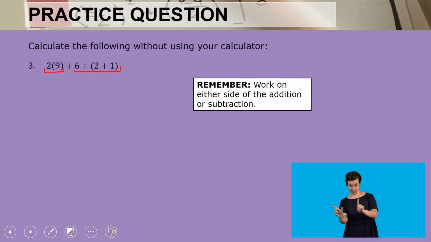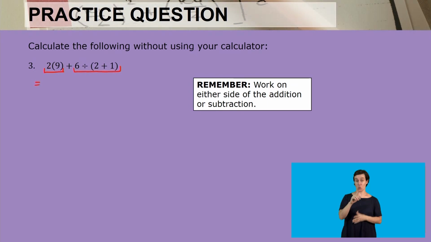This is going to give us, what is 2 multiplied by 9? That is an 18. And then we are going to say 6 divided by, and we are going to start with that bracket, 2 plus 1 is 3. So that gives us 18 plus, we still have to do that 6 divided by 3 first, and 6 divided by 3 is 2. And then 18 plus 2 gives us a 20 as our final answer.